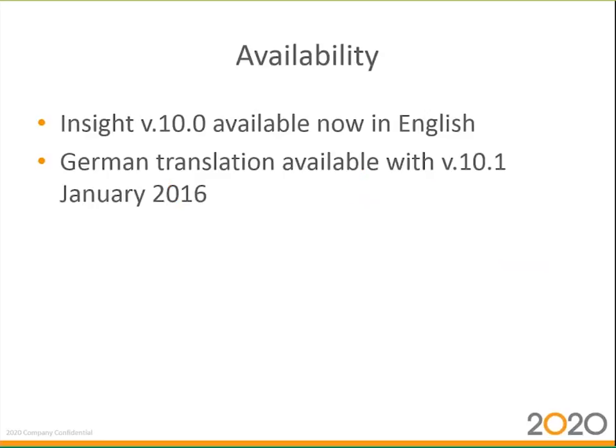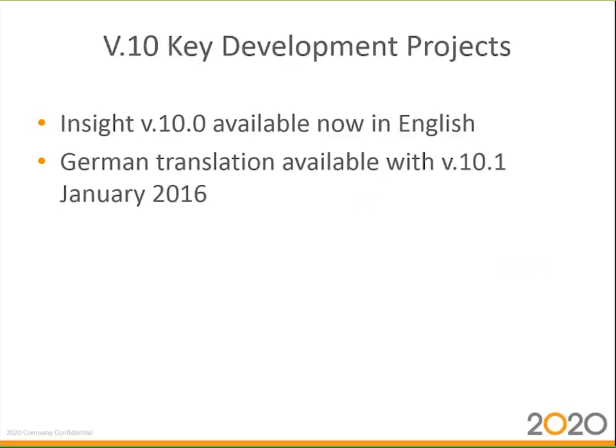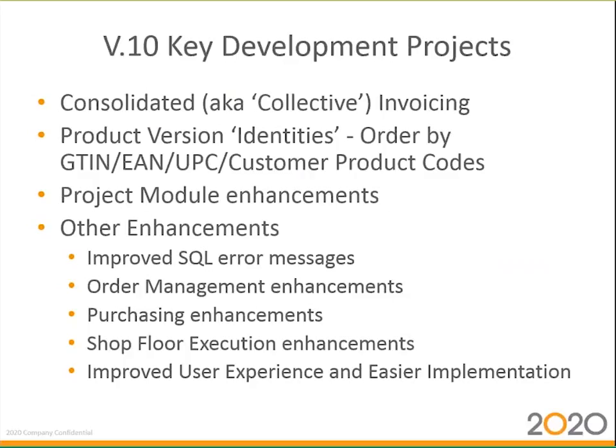All right, so Insight version 10 is available now in English, and if you want a German translation, you'll have to wait until the end of January. Some of the top key areas of development for version 10 include invoicing. We've redesigned the sales invoicing functionality to support the ability to do collective invoicing, which I'll spend quite some time on. Product version identities, which is the ability to order by either customer part numbers or UPC type codes, if you have those, as an alias to an existing product version with a configuration.